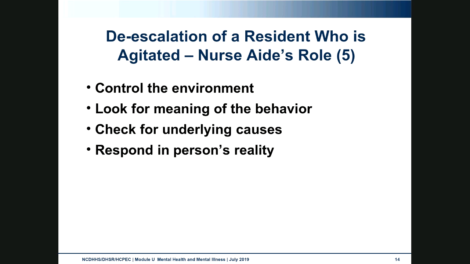Check for the underlying cause. Sometimes they're hungry. Sometimes they're uncomfortable. Maybe there's physical pain. There may be emotional triggers. The resident may have been startled, and that's what led to it. They may be too hot or too cold. They may have had a change in their schedule. Sometimes that's all it takes to have a resident escalate: you change their schedule, or they're expecting this for dinner and they got something else. They were expecting a cheeseburger and they got chicken.